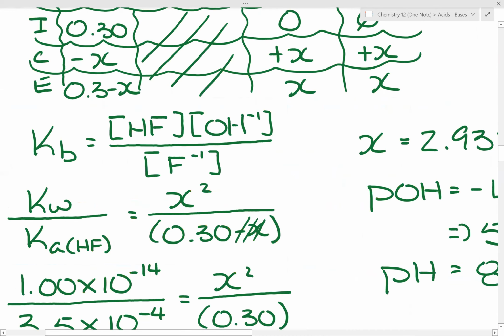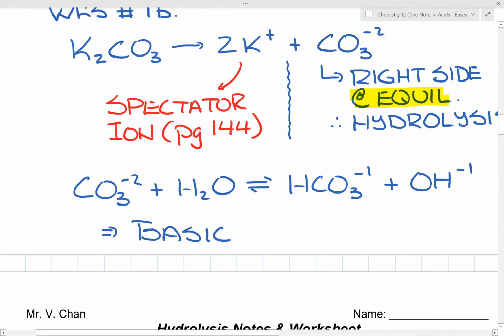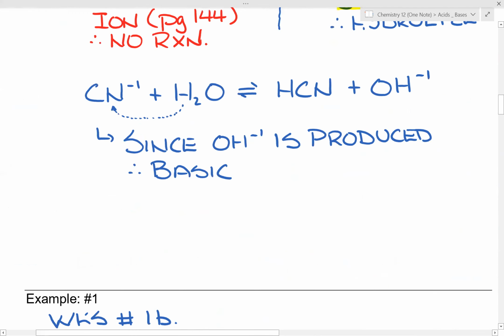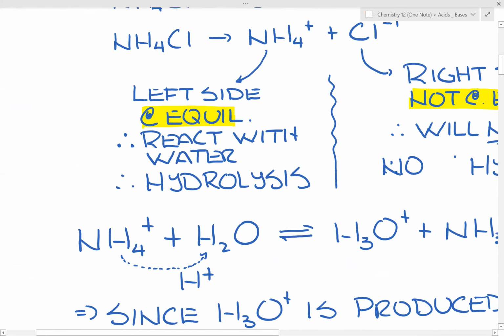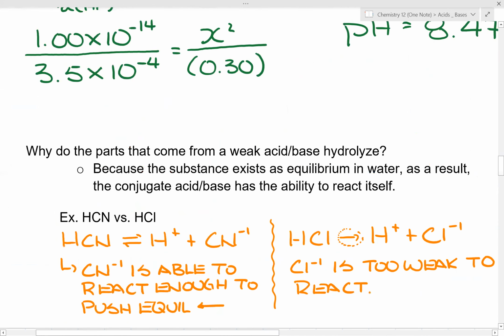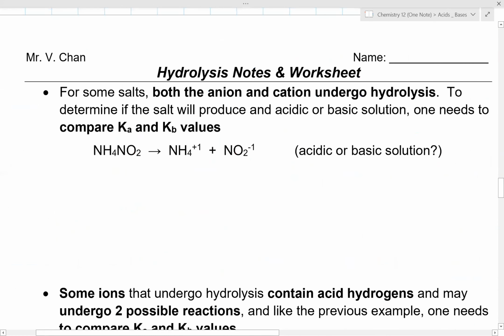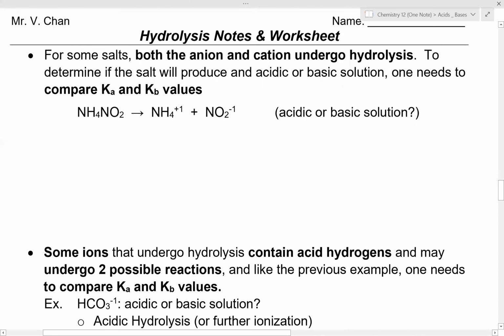Now, in the previous examples, we've always only had one ion that would react. So in this example here, we had the negative fluoride ion, F minus 1. Here we had the negative ion. Here we had the negative ion. And here we had the positive ion. But what about in this particular case? What if both the anion and the cation undergo hydrolysis? To determine if the salt will produce an acidic or basic solution, one needs to compare the Ka and Kb values.